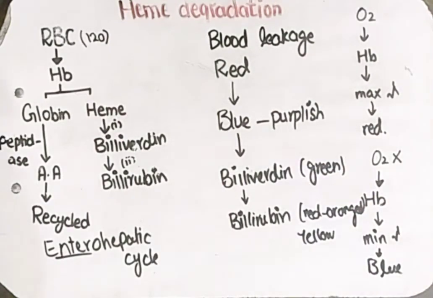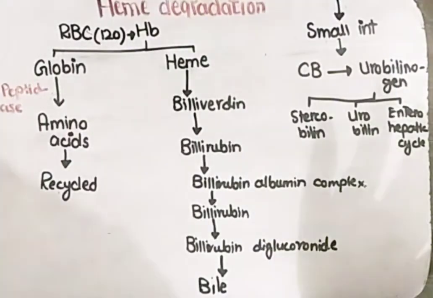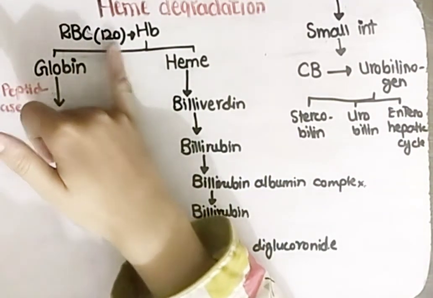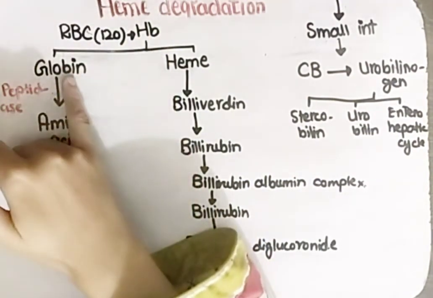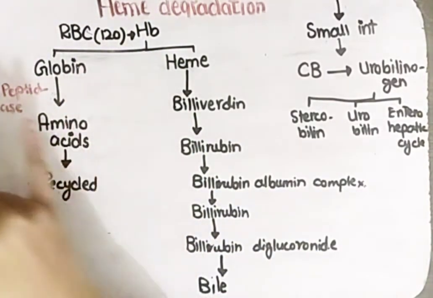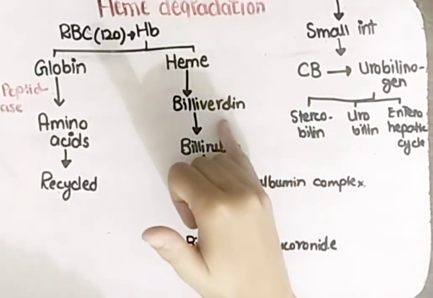Now I'll just summarize the lecture for you, and I hope that you will get it very clearly. Okay, my dear aimers, now here is the summary to the lecture. We had 120 days completed by RBC. It contained hemoglobin. It was degraded into globin and heme. Now revise with me. The globin was converted into amino acids by peptidases, and these amino acids were recycled. Now this heme was converted into bilirubin.